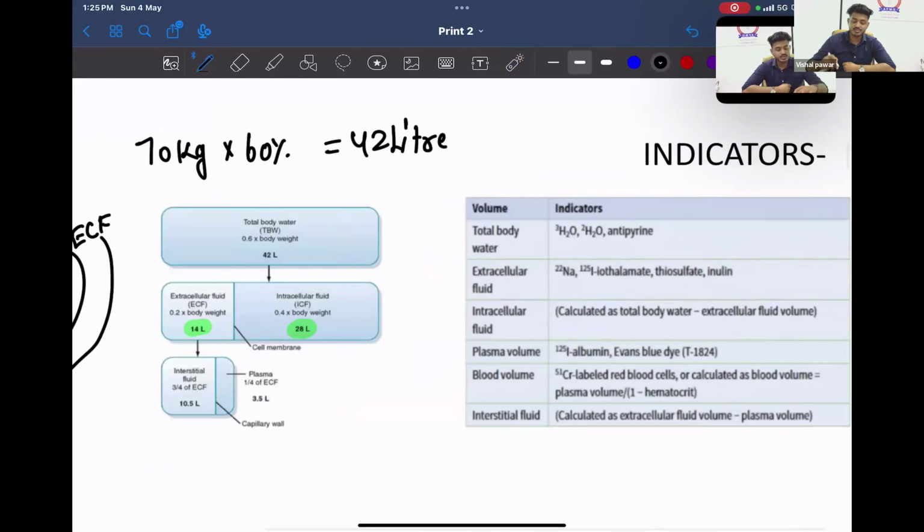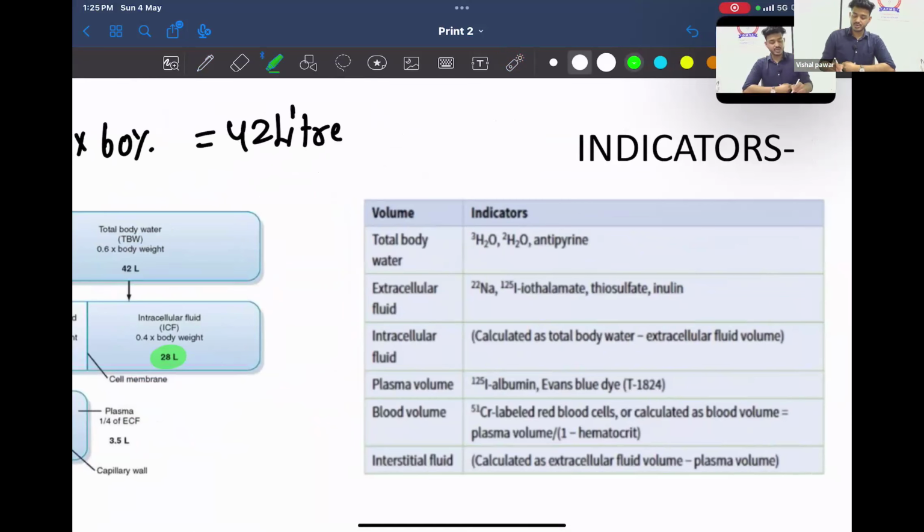Now they are asking what are the different dyes that we are going to use. For total body water, the dye we are going to use is something like water: tritium, deuterium or antipyrine, right? For extracellular fluid, we can use inulin. That is what is important, and this inulin is also responsible for the measurement of one more thing. What is that? This inulin can also identify what?